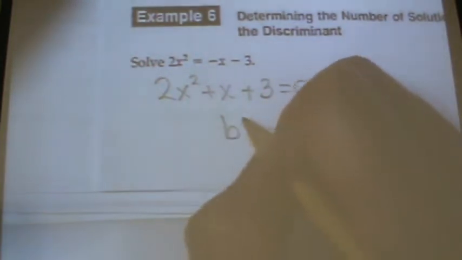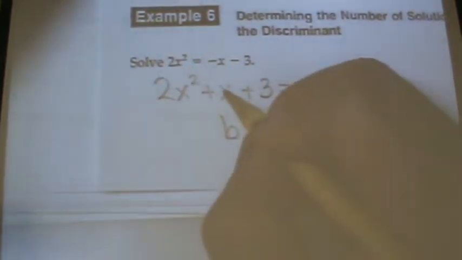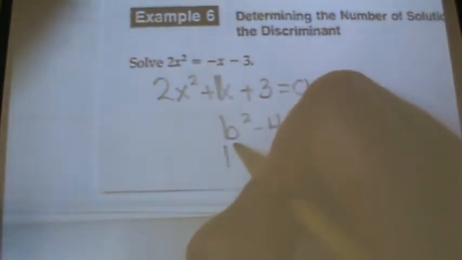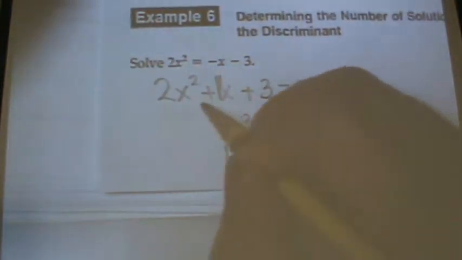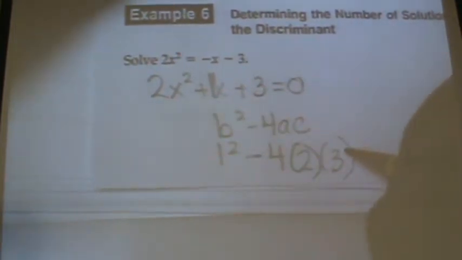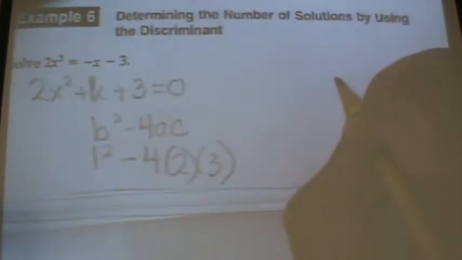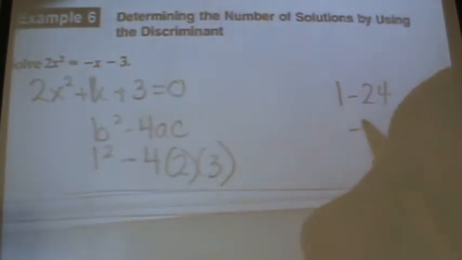Now, the discriminant is b squared minus 4ac. The b value is 1. So it's 1 squared minus 4, a is 2, and 3 is your c value. So do the math here. What's 1 squared minus 4 times 2 times 3? Negative 23.